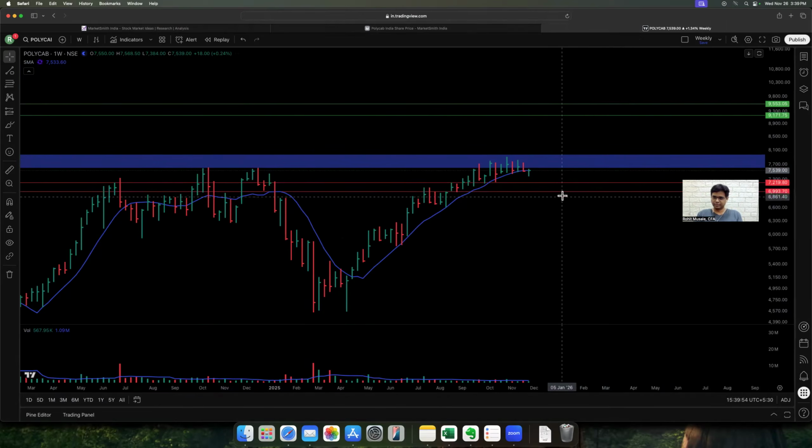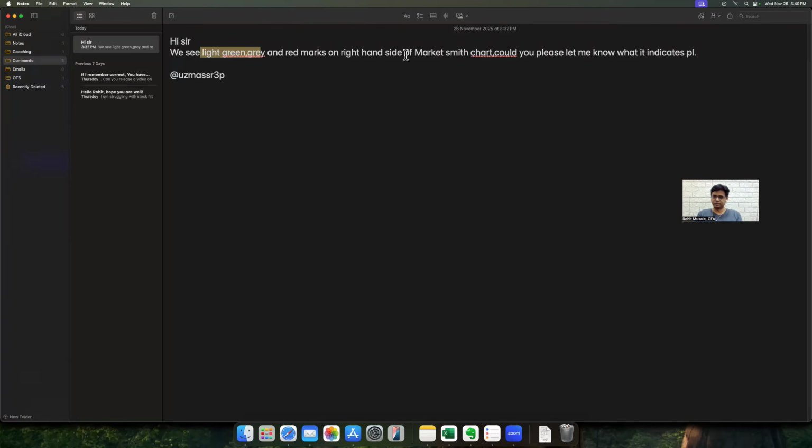And the red mark, this is the red mark. This is where, when the stock enters this zone, you are supposed to start reducing your position or maybe sell the stock altogether. That is what these things mean on the MarketSmith chart. I hope I have been able to address the query very easily. Thank you so much.